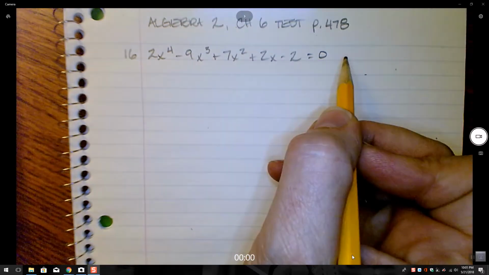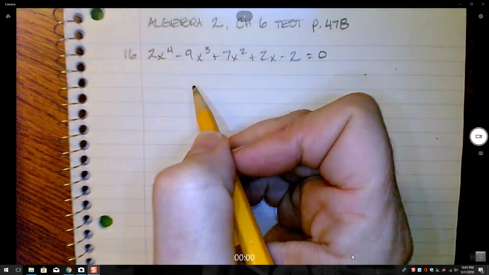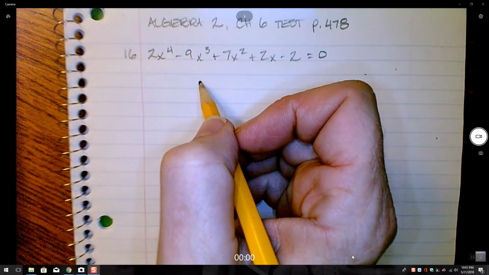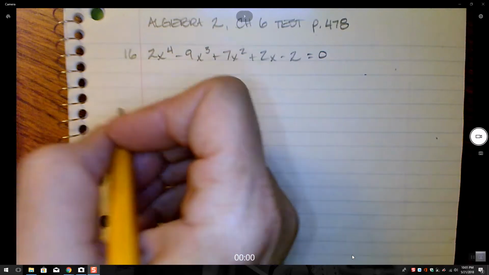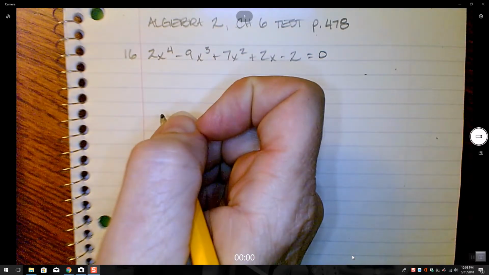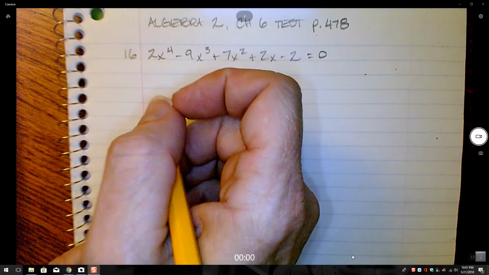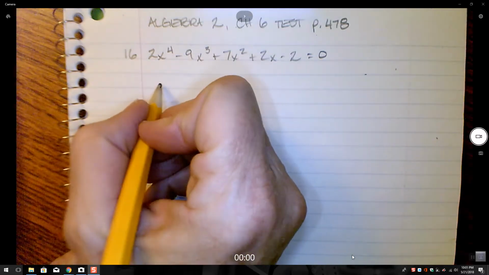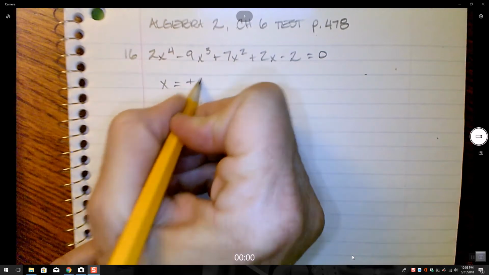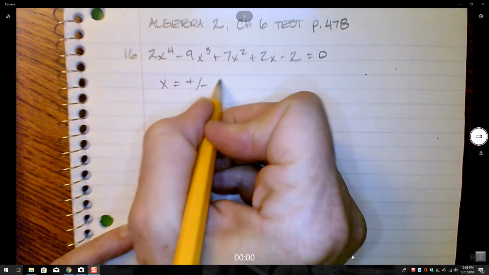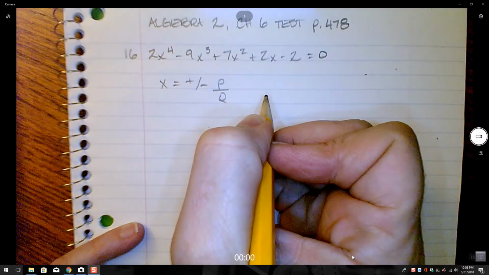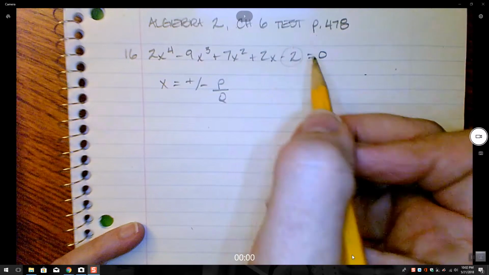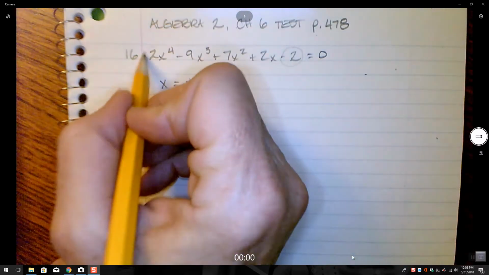There really isn't a greatest common factor, and I don't think grouping is a strategy here. So we know from our Texan mathematician that to find the rational roots, our candidates are going to be x equaling plus or minus p over q, for all p's that are factors of the constant term, negative 2, and all q's that are factors of the leading coefficient, 2.